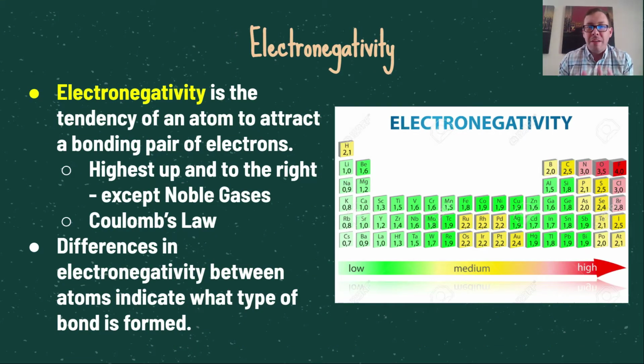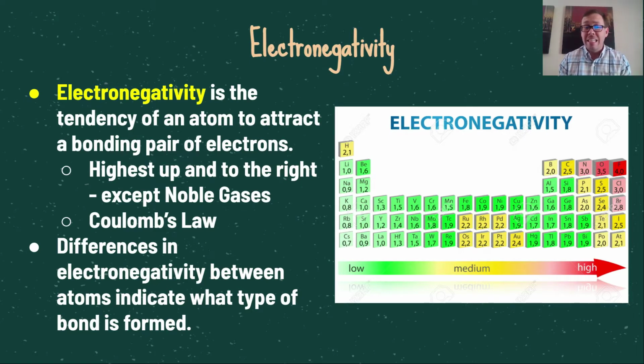So let's talk a little bit about the concept of electronegativity. Electronegativity is simply the tendency of an atom to attract a bonding pair of electrons. Now, if you remember from our last unit, atoms that have a smaller atomic radius are going to attract those electrons more than those with a larger atomic radius. So our highest electronegativity, if we're looking at the periodic table, is going to be up and to the right, except for noble gases. And again, we can think about this in terms of Coulomb's law about the distance between those bonding pairs of electrons and the nucleus that is attracting them.